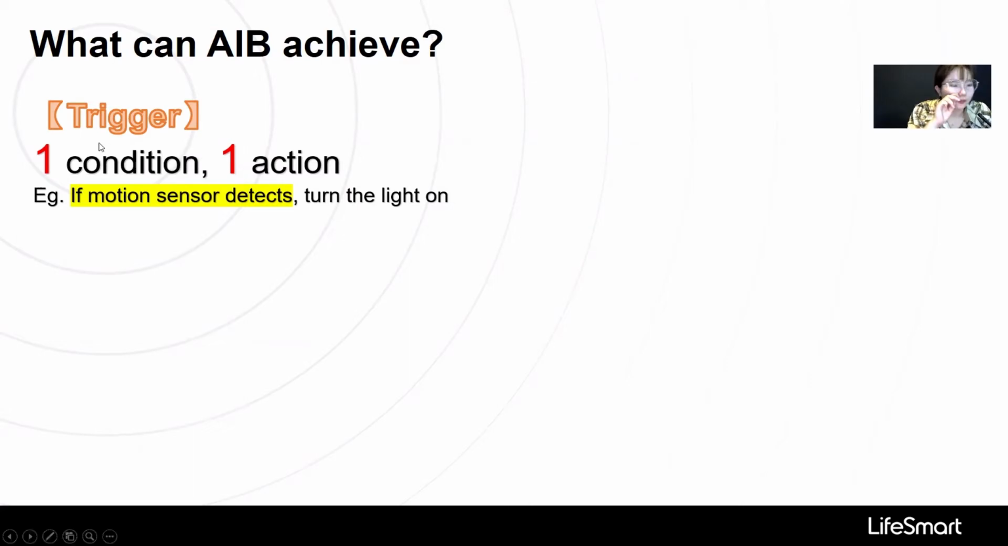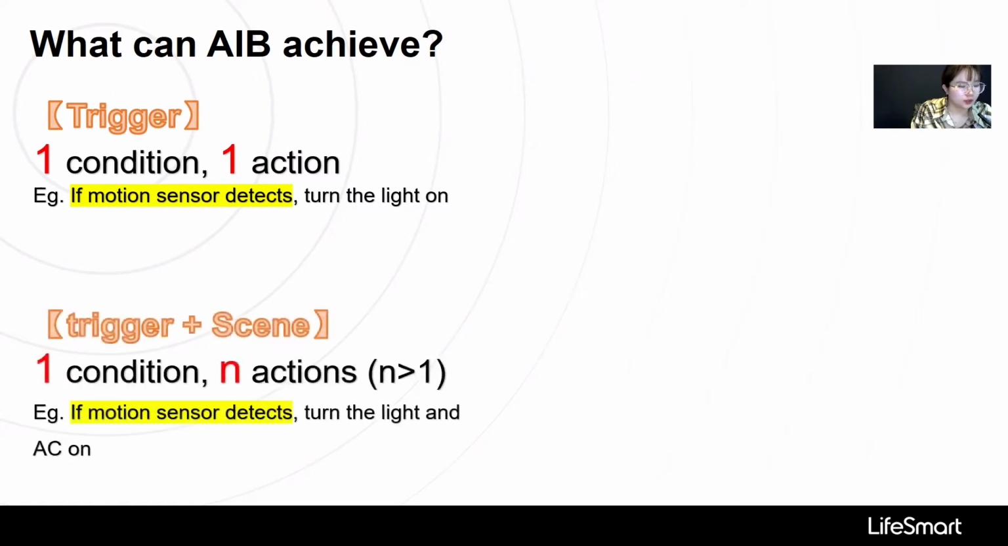And I want to explain the difference between trigger, scene and AIB. First, the trigger. For example, if the motion sensor detects, turn the light on, is a quite simple trigger. It includes one condition and one action. And the trigger scene: if the motion sensor detects, turn the light and air conditioner on. You can see there are several actions, so a trigger scene means one condition and several actions.